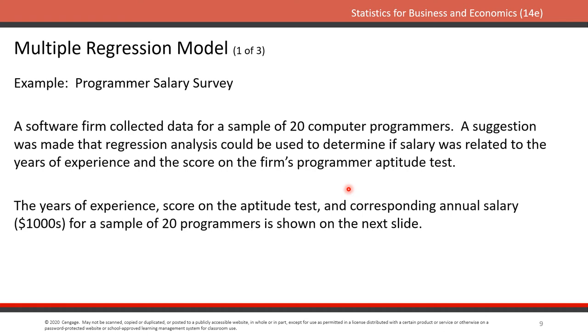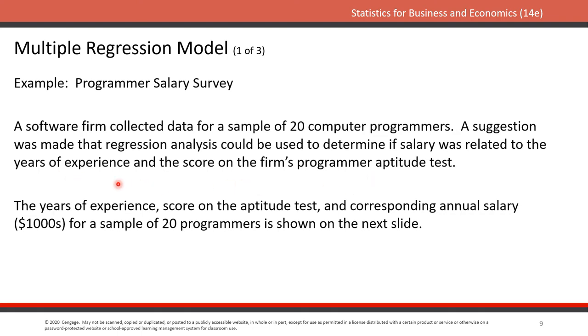All right, so in this particular case, we're looking at 20 computer programmers. The suggestion was made that we could use regression to see if salary is related to years of experience and the score on the programmer test. So is this where the salary is coming from? Salary maybe is coming from two things. It's maybe coming from years of experience, and maybe it's coming from how talented you are according to the aptitude test. And let's see if there's a relationship here. Now note that if we use multiple regression, we'd be accounting for the effect of years of experience after accounting for aptitude. And we'd be accounting for aptitude after accounting for years of experience.